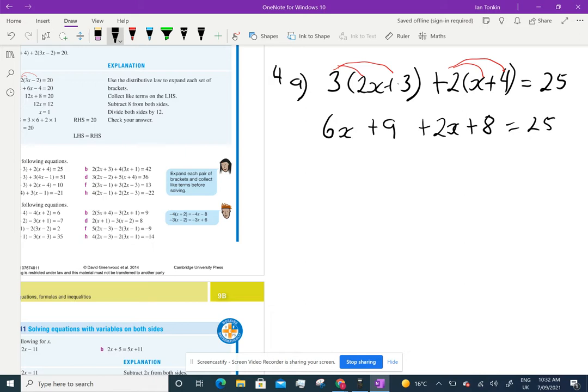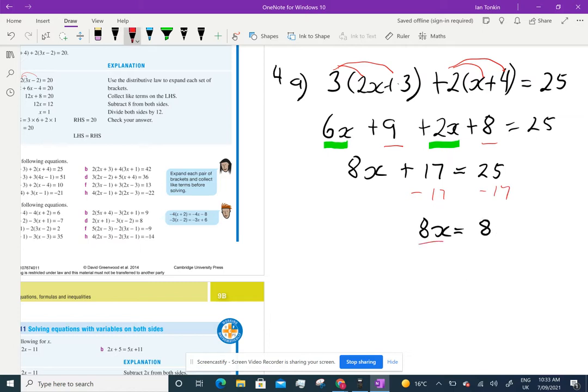So there's a fair bit of algebra to do before we move on. I'm going to have to add the like terms. I'm going to have to add the 6x and the 2x, which gives me 8x. I'm going to have to add the 9 and the 8. 9 plus 8, 17. And now it's a very easy equation. I minus the 17, and I get 8x equals 8. And I divide by the 8, and I get x equals 1.